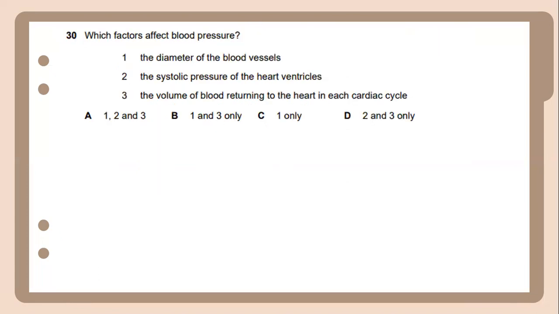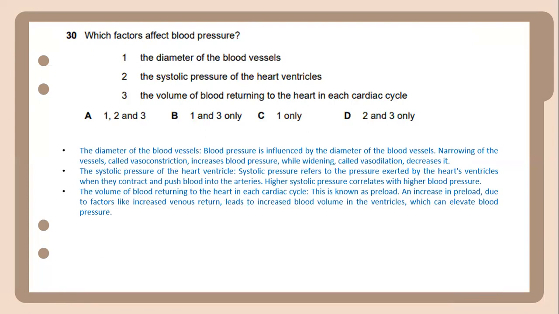Which factors affect blood pressure? The diameter of the blood vessel is one of the factors. Blood pressure is influenced by the diameter of the blood vessel. Narrowing of the vessel, called vasoconstriction, increases blood pressure, while widening, called vasodilation, decreases it.